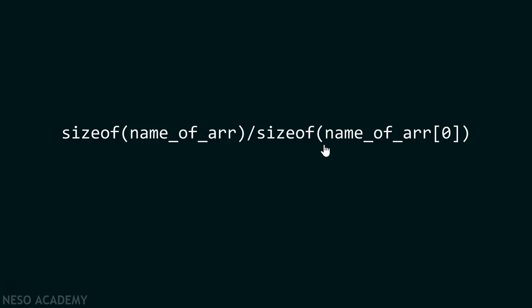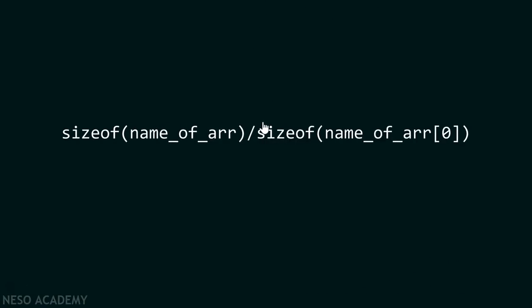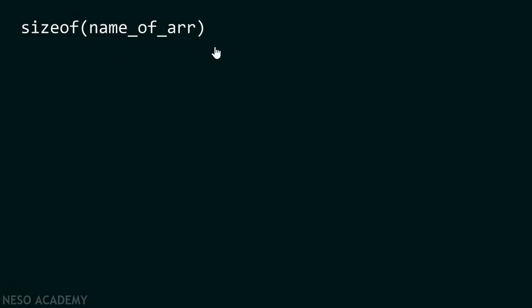Okay? I can explain why this works. But in order to explain this, I'm going to divide this sentence into 2 parts. This is going to be the first part and this is going to be the second part. Okay? Let me explain the first part and then the second part, and then I will combine both of them together in order to understand why this works. Okay? Let me explain the first part to you. Size of name of array.